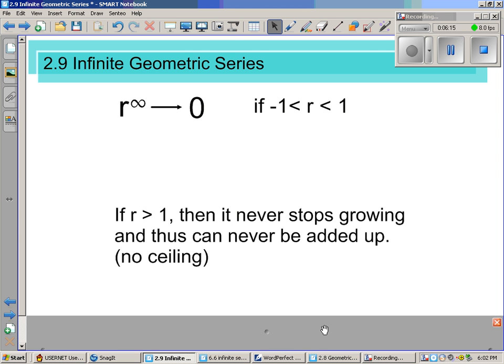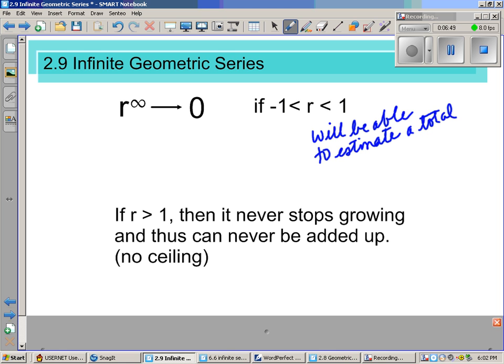So we have two possibilities. We have one that's going to give us an answer, a solution. So we're going to be able to find an answer. And we're going to say it's an estimate because it's not going to be exact, because in theory it's going to keep growing minimally, marginally, like, that word is infinitesimal. So we'll be able to estimate a total. But down here we can never estimate a total. It can never be added up.